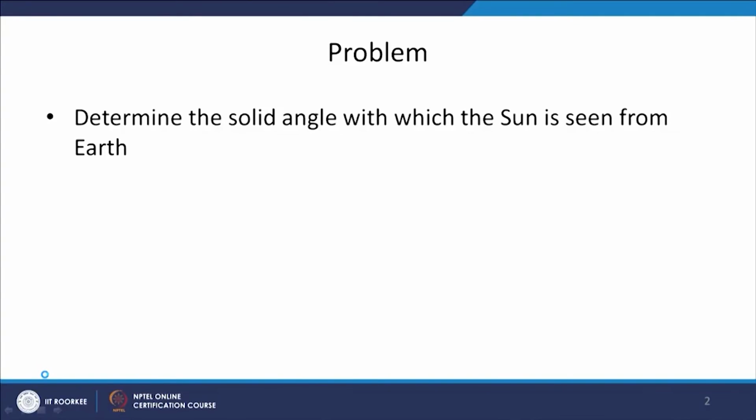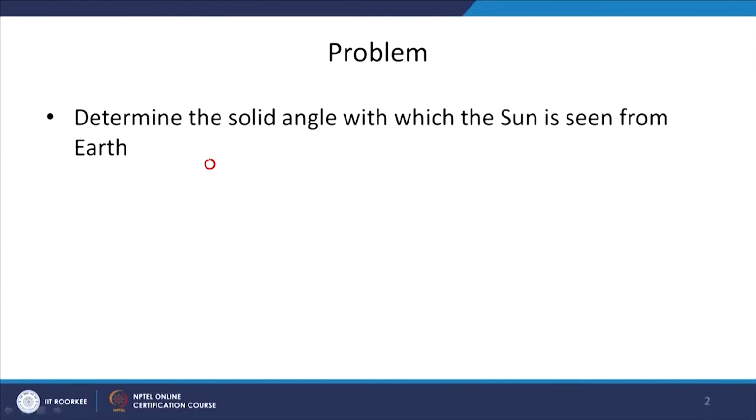From last time let us do one problem first and then we will go to some other fundamental radiation laws. We discussed solid angles in the last lecture. I will take one example on the determination of solid angles. In this example we have to find out the solid angle with which the sun is seen from earth.